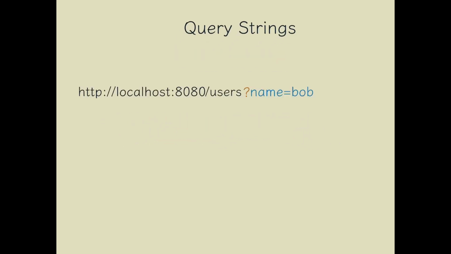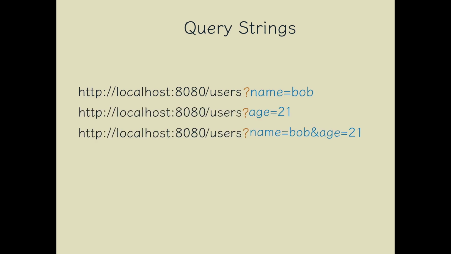Query strings can be used to specify values to run queries on. For example, you can perform some actions on users whose name is Bob, or users whose age is 21, or you can combine them in a joint query to run actions on users whose name is Bob and who's 21 years of age.